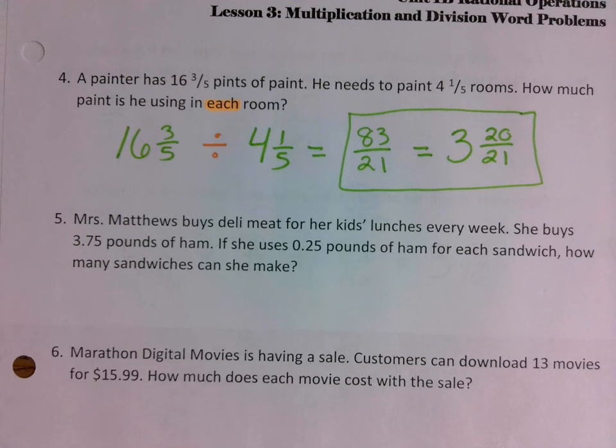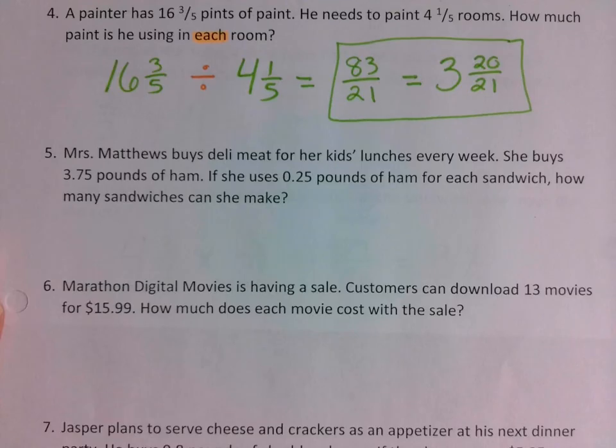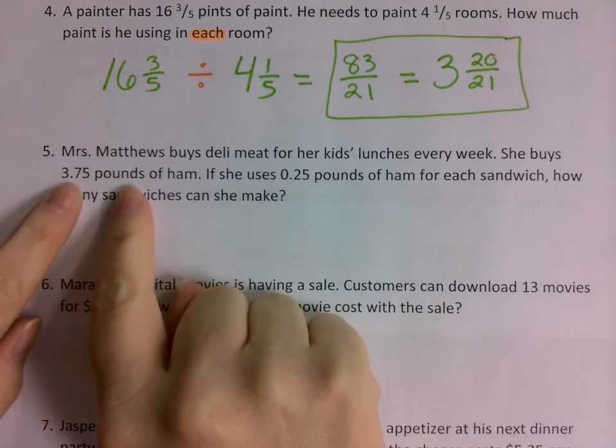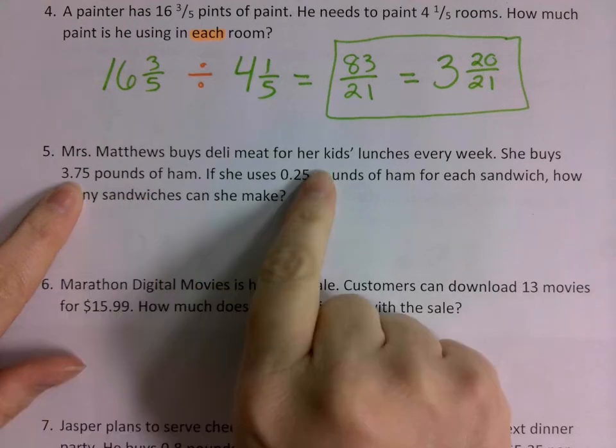Number 5, Mrs. Matthews buys deli meat for her kids' lunches every week. She buys 3.75 pounds of ham. She's going to use 0.25 pounds for each of the sandwiches. Then how many sandwiches can she make? Are we multiplying or dividing? Dividing. You're taking how much total ham and how much it is per sandwich, and you're going to divide them to find out the total number of sandwiches that she can have.